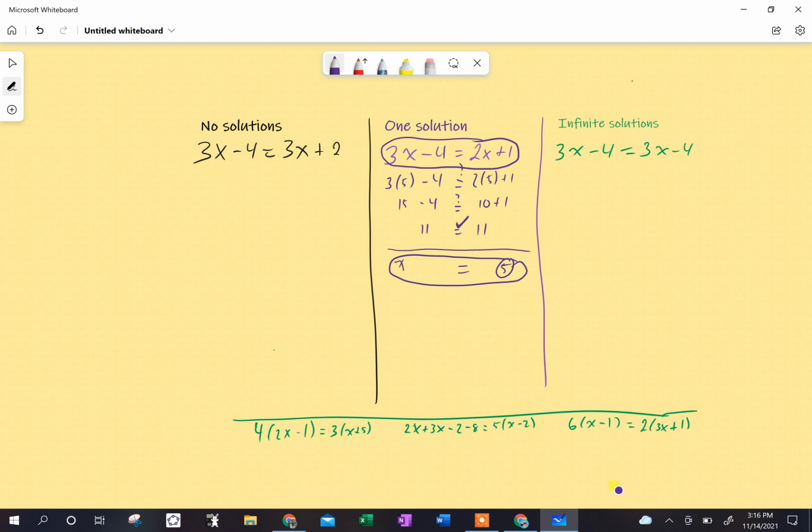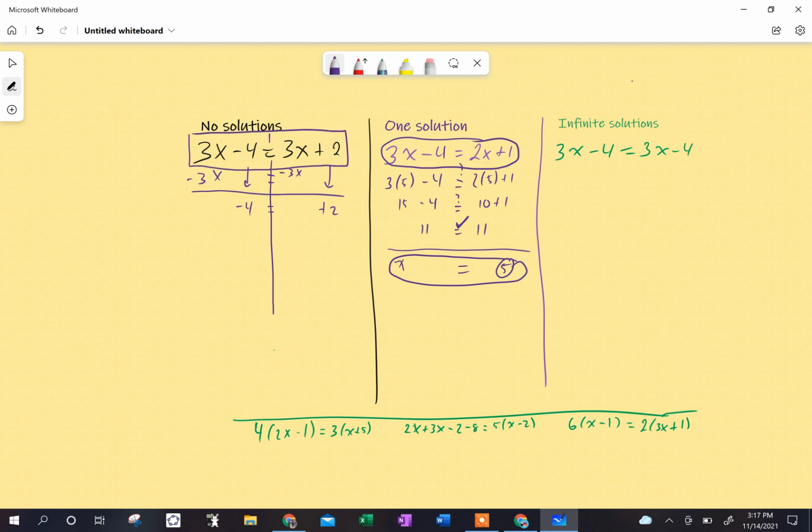Over here, I'm going to take a quick look. And what happens if I have this? Well, if I subtract 3x from both sides, what I end up with is I bring down my -4, I bring down my +2, but I also have to bring down my equal sign. This says that -4 equals +2. Well, that's clearly not true. That's never true. And the reason why is because, hopefully you're noticing this.